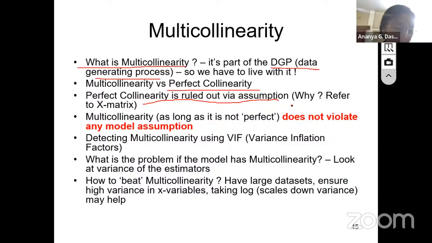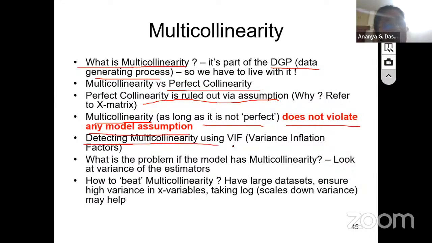Why I discussed that, right? You cannot invert your X matrix in the presence of perfect collinearity. So it's a very serious violation of your assumption, because your model can't even be estimated. But multicollinearity, as long as it is not perfect, does not violate any model assumption. There is no assumption which says that the x's should not be correlated with each other. Nothing in your OLS model says that. So even in the presence of multicollinearity, OLS estimators are BLUE. They're best linear unbiased. So, on that count, you need not worry.